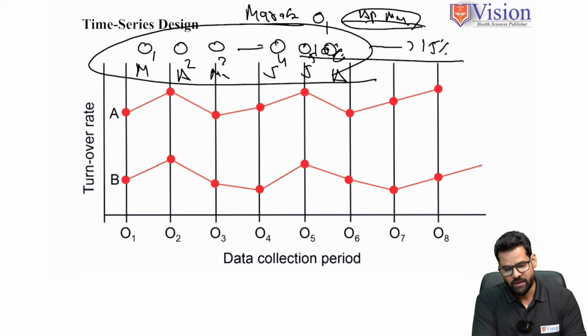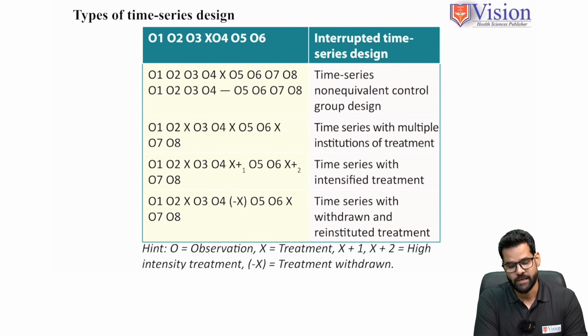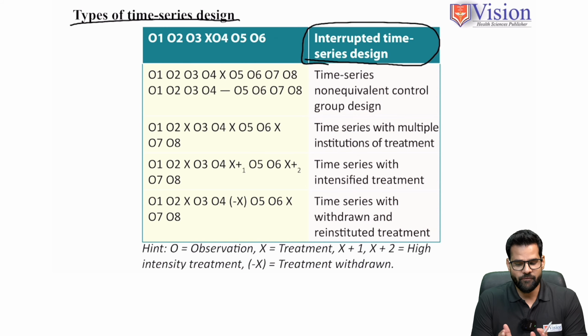Now let's talk about what are the different types of time series design. As you can see, there are different types of design. The first one is the interrupted time series design. The fundamental things will remain the same for all the designs. There will be multiple observations of the outcome variable from the same subject, but there could be some variation in that. So first is the interrupted time series design.